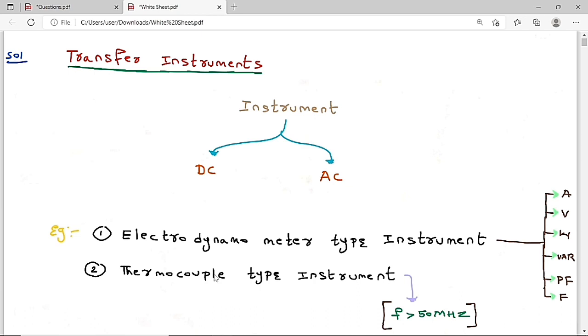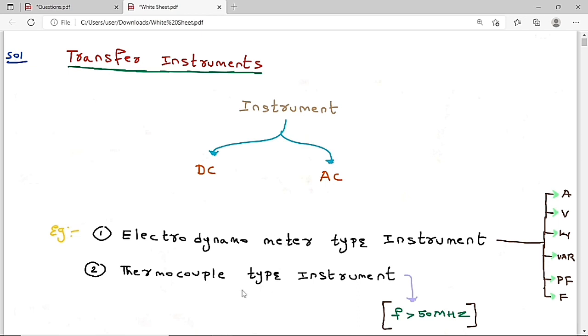So these thermocouple instruments can measure both AC as well as DC, because I already told you EMMC as well as thermocouple type instruments are used for both AC and DC measurement. Out of all the measuring instruments, only PMMC can measure just DC, and all the remaining instruments can measure AC as well as DC. So EMMC can be used for DC as well as AC.